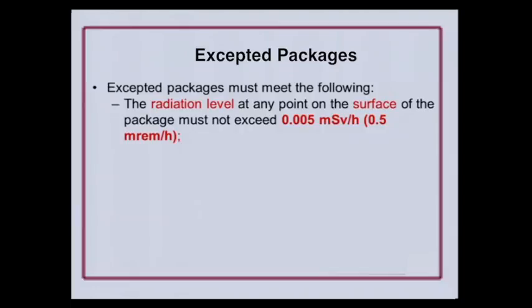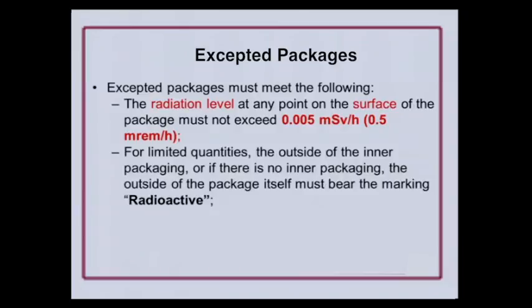So contact, less than 0.5 mR per hour. And if it meets the requirement for limited quantities, then the outside of the inner packaging, or if there's no inner packaging, the outside of the package itself has got to have the word radioactive on it. So far on the outside we've got radioactive and we've got the UN number. That's what goes on the outside. Limited to 0.5 mR per hour on contact.